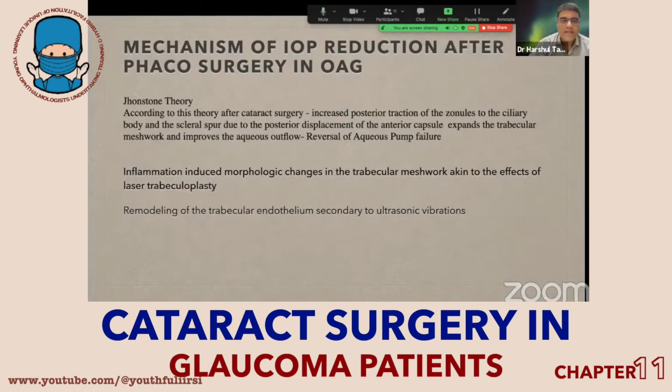According to Johnstone's theory, after cataract surgery there is a posterior displacement of the anterior capsule. So the posterior traction of the zonules leads the ciliary body and scleral spur to move posteriorly, which expands the trabecular meshwork and Schlemm's canal, and this improves the aqueous outflow. That is the reversal of the aqueous pump failure. This is one of the theories which has been proposed. Other theories are inflammation-induced morphologic changes in the trabecular meshwork, just like the effect of laser trabeculoplasty, or remodeling of trabecular endothelium secondary to ultrasonic vibrations.